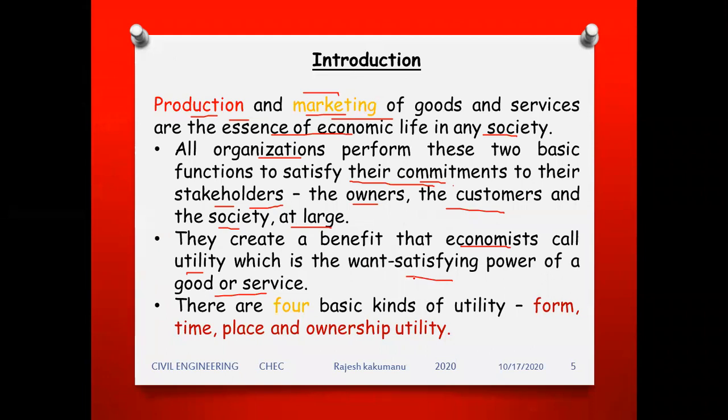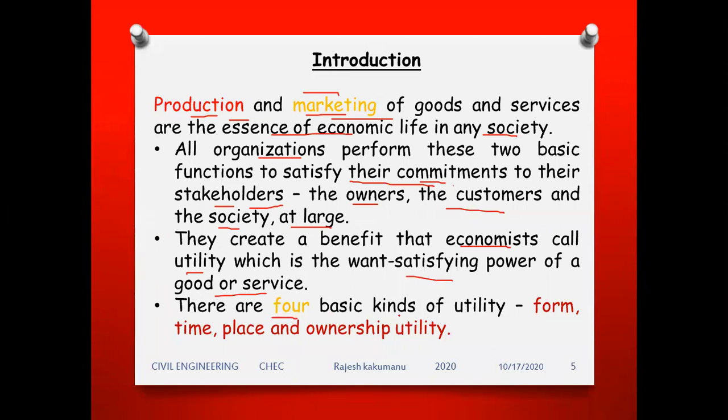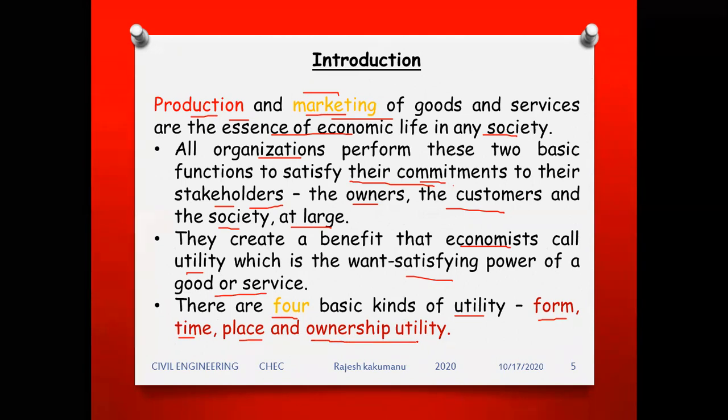Marketing generally has four basic forms. There are four basic kinds of value for marketing. One is form, transformation. The other is time. The other is place. And the other is ownership utility, ownership value. So in production and marketing we generally have these four basic types: form, time, place, and ownership utility.